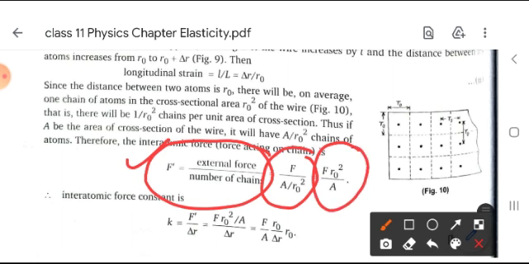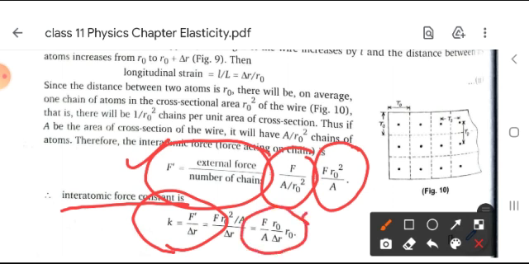Therefore, the interatomic force constant K is equal to F dash upon delta R, and after putting in the value of F dash, we get F R0 square upon A delta R. We get F upon A, R0 upon delta R, multiplied by R0. Since delta R can be written in the form of the force constant K, it becomes F upon A into L upon small l, into R0, or F upon A upon small l upon capital L, R0.